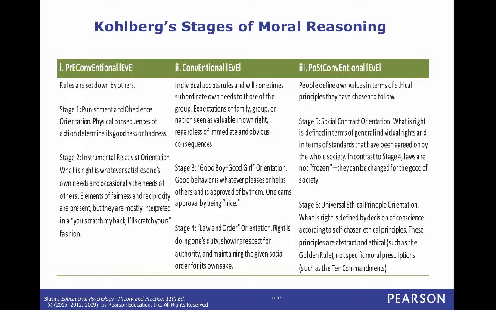level of moral reasoning. And the second level, which is the conventional level of moral reasoning, individuals adopt the rules and will sometimes kind of bend the rules to the needs of your group. It's the expectations of family or group or nation as a value in its own right, and it's regardless of immediate or obvious consequences. So you just kind of go with the flow.